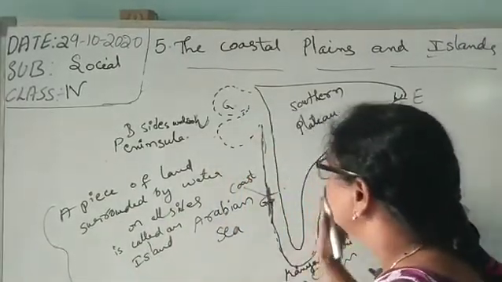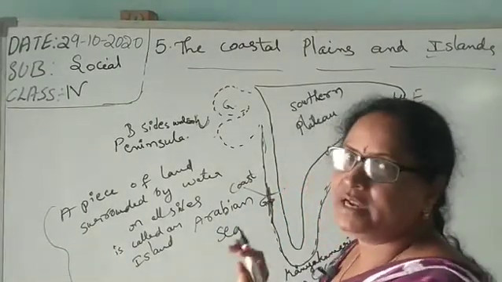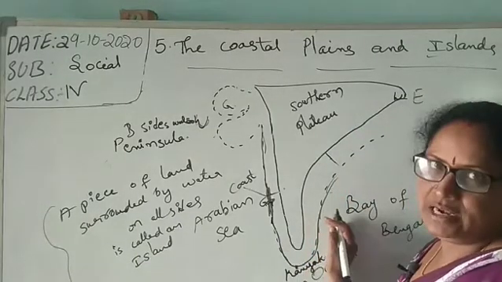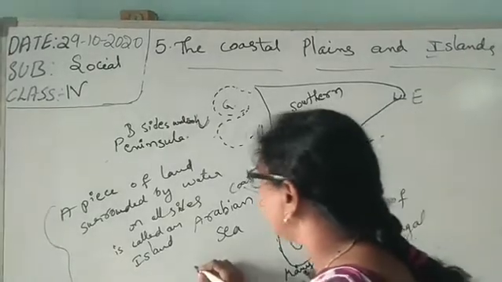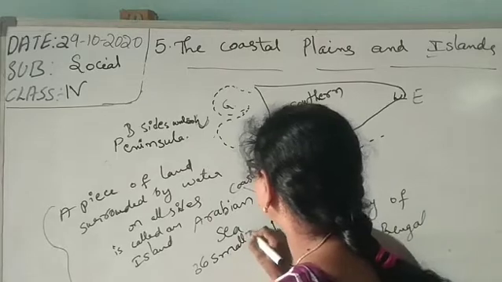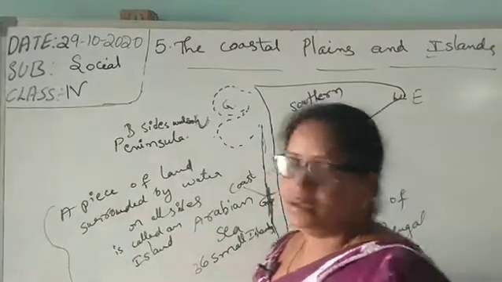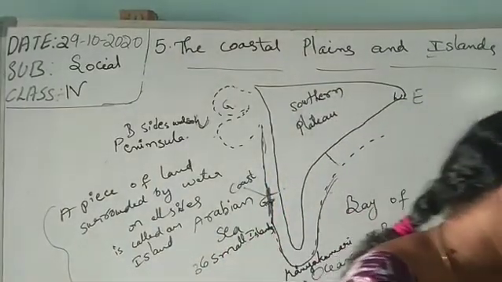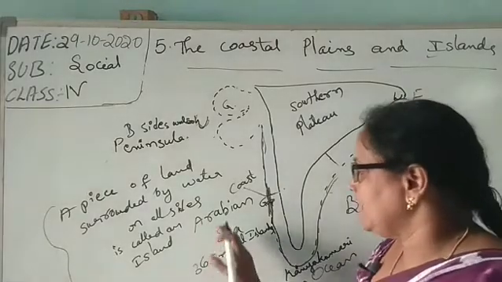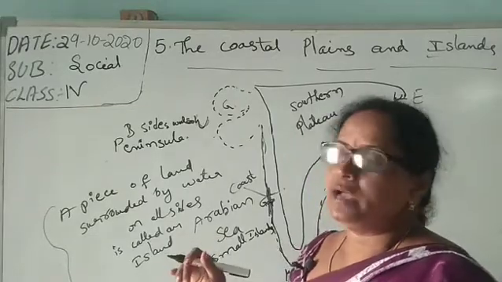Where is an island? Here in the Arabian Sea there are a number of islands, and in the Bay of Bengal also there are a number of islands. In the Arabian Sea there are 36 small islands. What is an island? A piece of land surrounded by water on all sides. In this Arabian Sea there are 36 small islands.